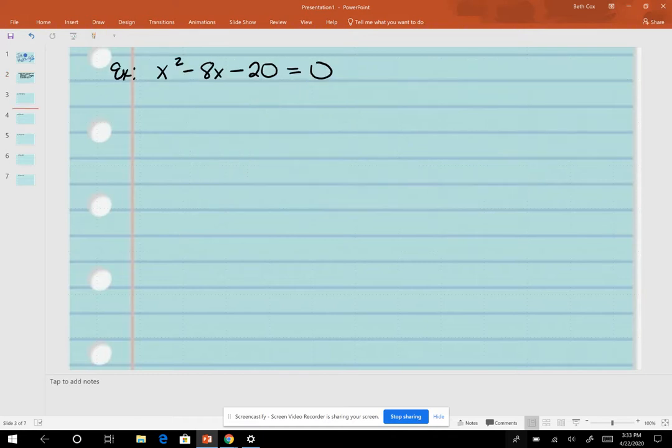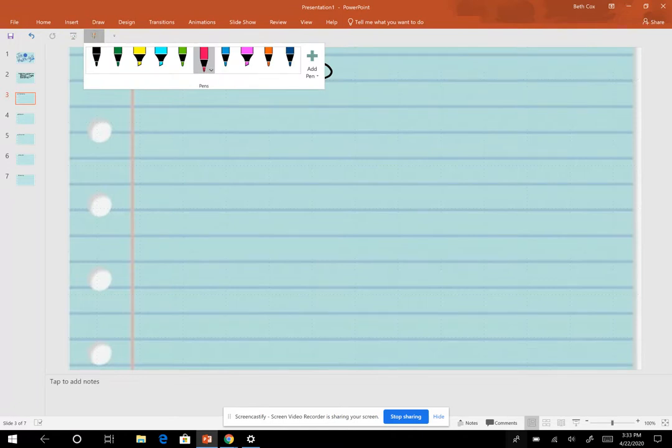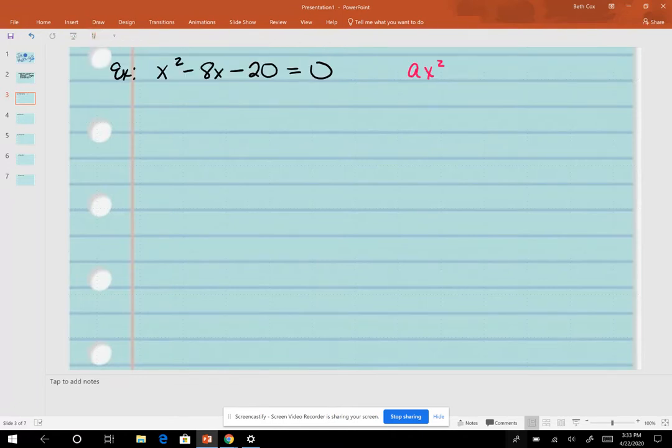So here's our first one. We have x squared minus 8x minus 20 equals 0. It says equals 0. It is in the ABC format. If you'll look, the A, x squared is 1. That's my A. Plus bx, so negative 8 is my B. Plus C, so that's my C, equals 0. So A is 1, B is negative 8, and C is negative 20.